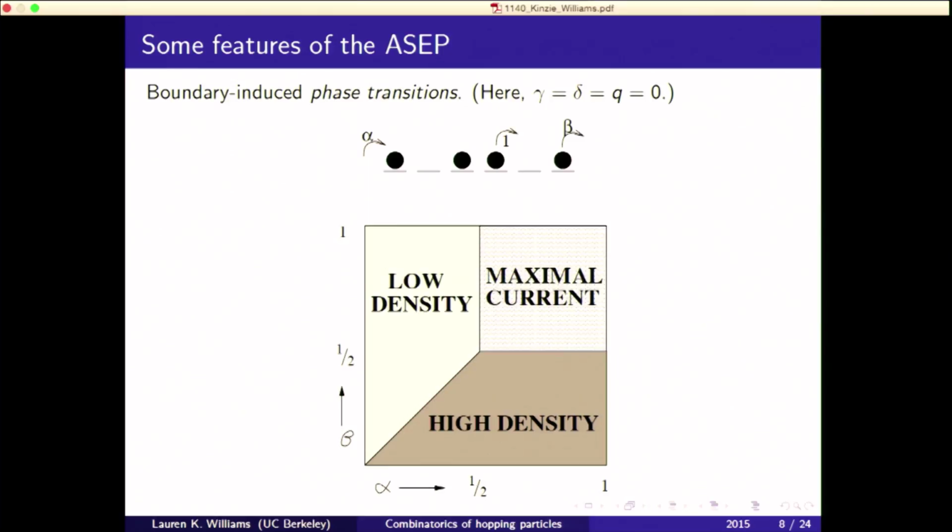And you can see, it's kind of intuitive that if alpha is very large compared to beta, then we're going to have a high density of particles, whereas if alpha is quite small compared to beta, we're going to have a low density, and when alpha and beta are both large, we have a maximal current situation.